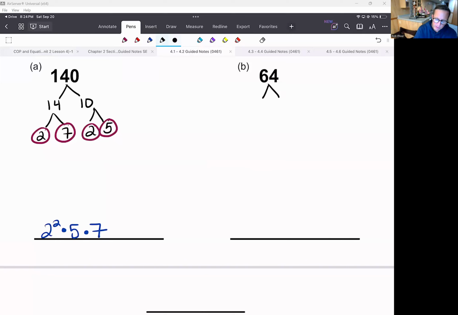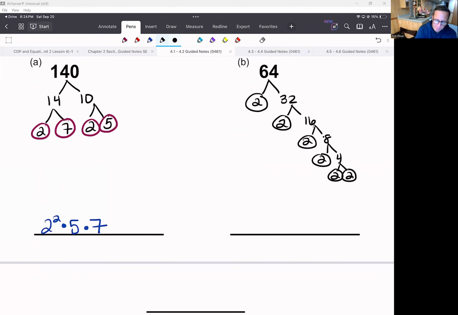All right, 64. 64 is going to be 2 times 32. All right, 32 is 2 times 16. 16 is 2 times 8. 8 is 2 times 4. And 4 is 2 times 2. Look at that, nothing but 2's. How many 2's do we have there? 6 of them. So we have 2 to the 6th power.